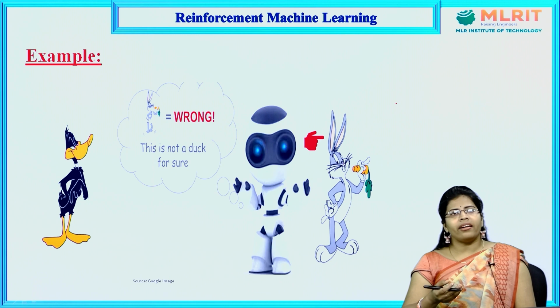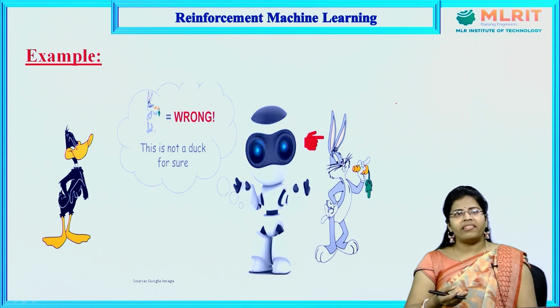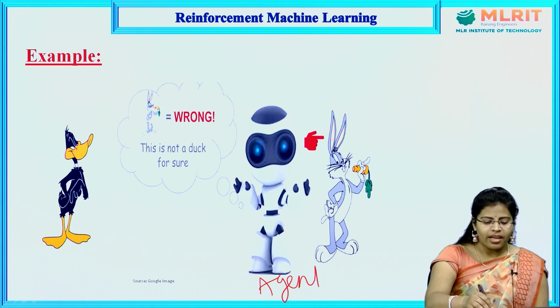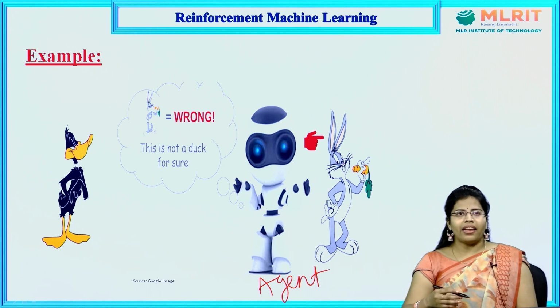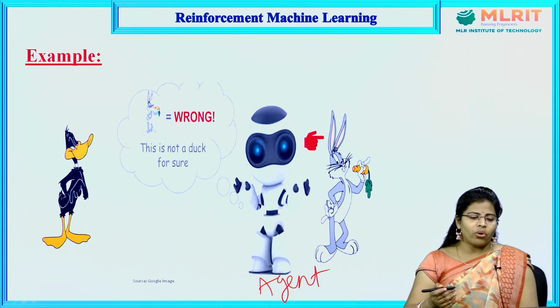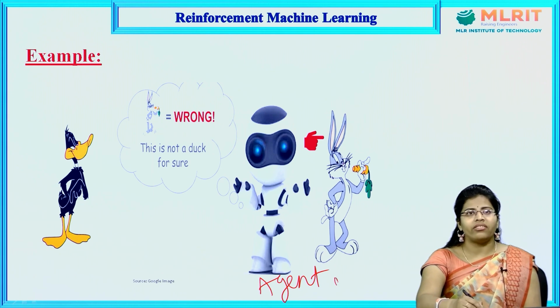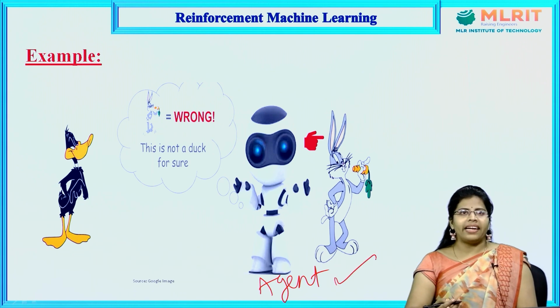Next, by obtaining some policy, the agent is going to update its policy, and using that optimal policy it is going to continue, and recognize that this is not a duck. In that way the agent identifies that it is not a duck.